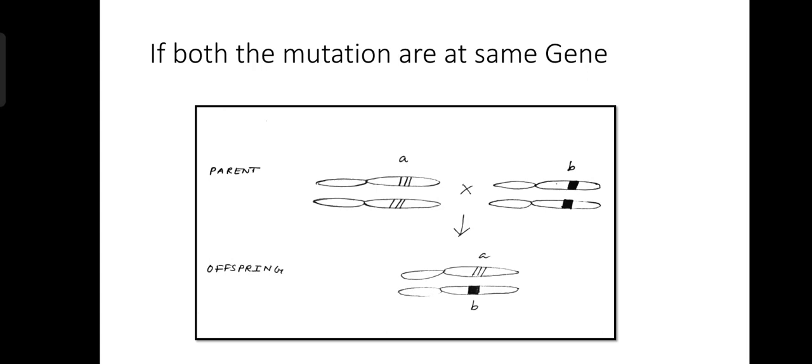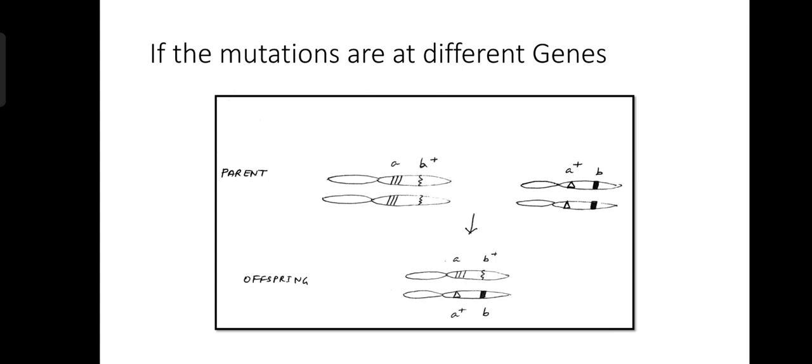So by studying the offspring of this cross, we can determine if the mutations are in one gene or two genes. If the offspring shows no wild type phenotype, we conclude that the mutations are in the same gene. Now the second scenario is if the mutations are in different genes.